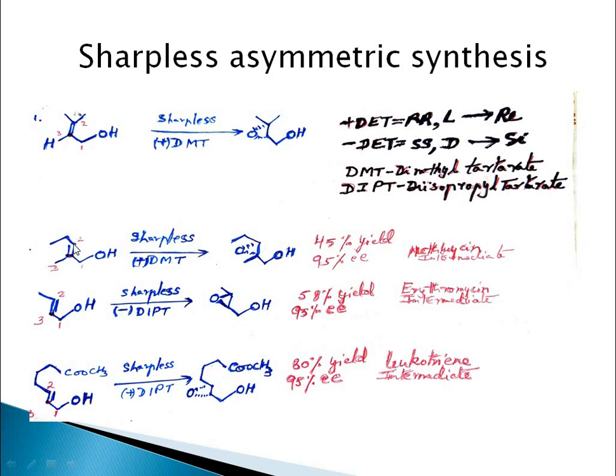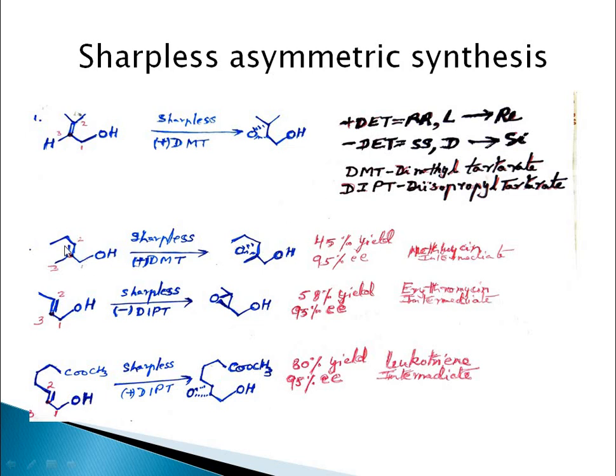Allyl alcohol, CH, CH, CH2OH. Now fixing the priority along this face, which is a prochiral face, moving from 1, this is number 2 carbon, number 1, 2, and over here number 3 because this is CH3. In Sharpless, if plus DMT or plus DET is being used, either of these can be used, it leads to a delivery of the oxygen forming a Re-epoxide.